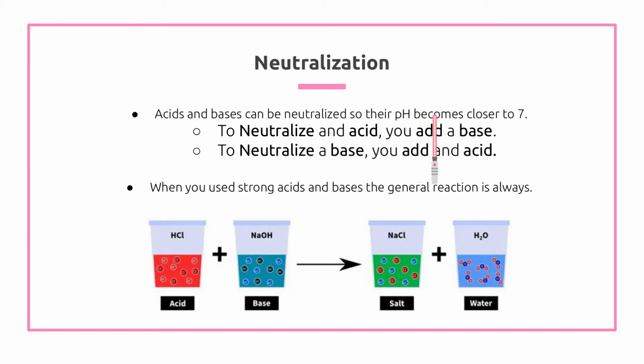Acids and bases can be neutralized so their pH becomes closer to 7. To neutralize an acid, you add a base. To neutralize a base, you add an acid. When you use strong acids and bases, the general reaction is always acid plus a base equals a salt and a water. And we're talking about strong acids and strong bases. So strong acid plus a strong base yields a salt and water.